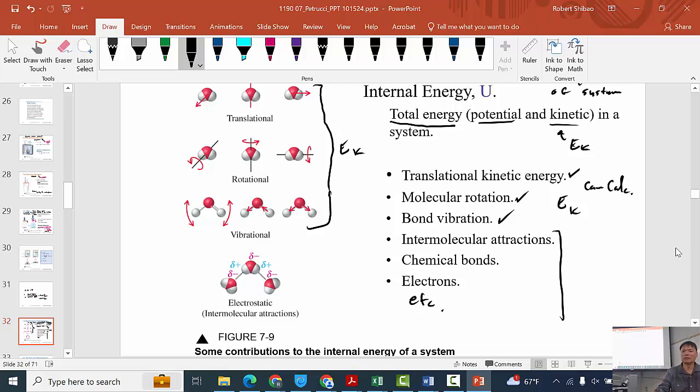People have come up with calculations, but the errors in the calculations are so big that they are bigger than the energy associated with all chemical reactions. People have come up with these calculations, but they aren't so accurate. And so what we say is that absolute internal energy is not normally determined.